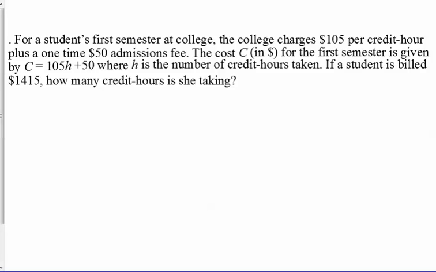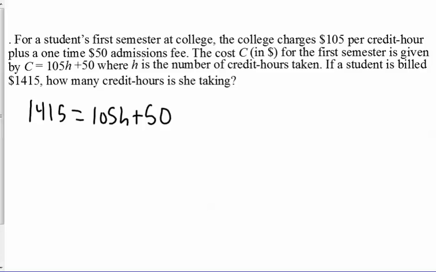All right, so to kind of close this out a little bit here, we're going to say for a student's first semester at college, the college charges $105 per credit hour plus a one-time $50 admissions fee. The cost C for the first semester is given by that equation, where H is the number of credit hours taken. If a student is billed $1415, how many credit hours is she taking? Now, what do we do with that $1415? What is that? That's the cost. So you put it in here, and then all you now have is just a real simple equation, right?